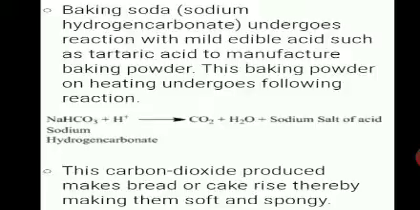So when baking powder mixes with the water, what happens? The sodium hydrogen carbonate present in the baking powder reacts with the tartaric acid. We know that acid contains H plus ion. It will react with the sodium hydrogen carbonate and releases carbon dioxide. A large amount of carbon dioxide is evolved. So what happens? The carbon dioxide gas produced gets trapped in the wet dough.